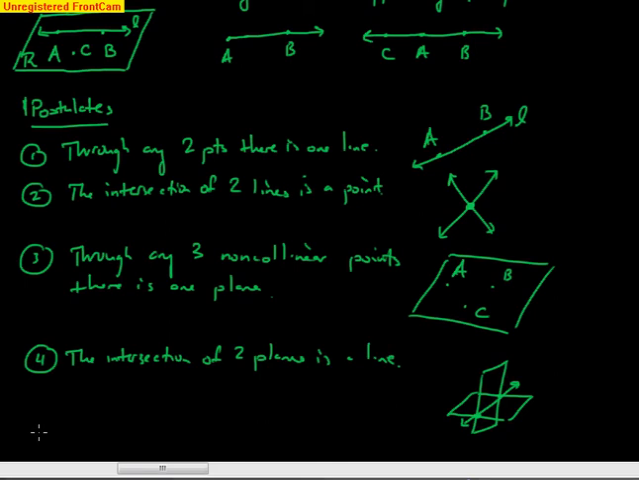The last 2 words I want to mention are collinear, on a line, and coplanar, on a plane. So be aware of the vocab. Alright, so lots of vocab in section 1-2.